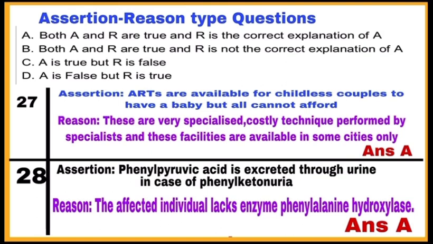Question 28. Assertion statement. Phenylpyruvic acid is excreted through urine in case of phenylketonuria. This is the true statement. See the reason. The affected individual lacks the enzyme phenylalanine hydroxylase. This is also true and a correct explanation for the assertion. The enzyme phenylalanine hydroxylase converts phenylalanine into tyrosine in normal conditions. But if this enzyme is not present, then accumulated phenylalanine is excreted through urine because of its poor absorption by the kidney. So here mark A as the correct answer.